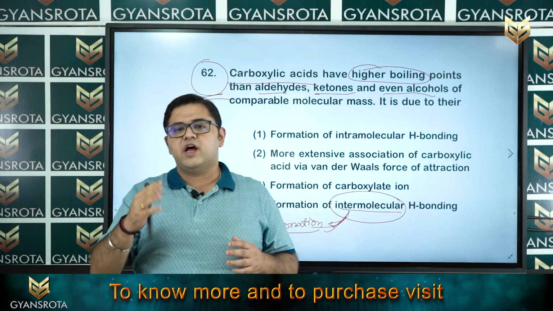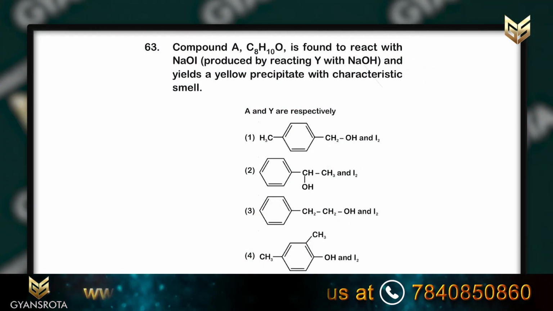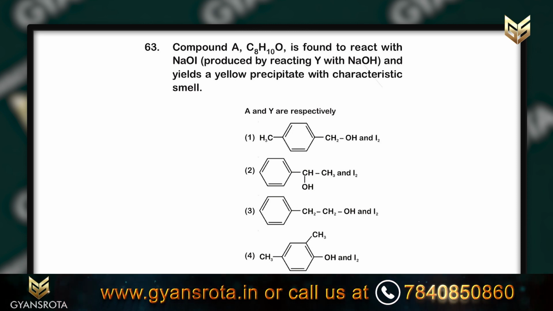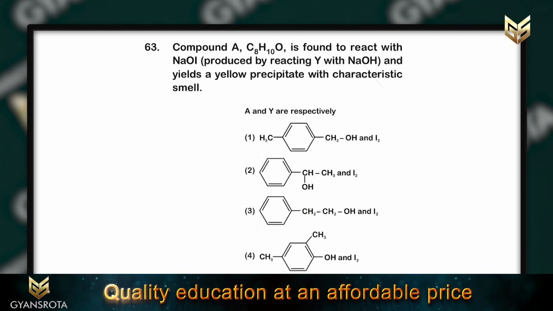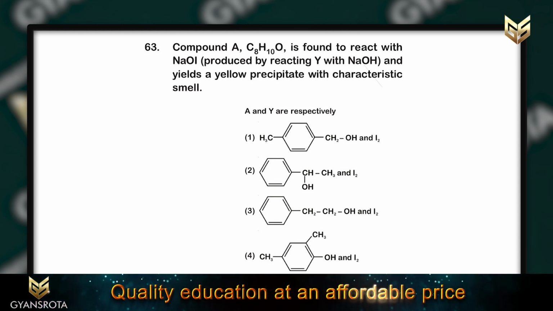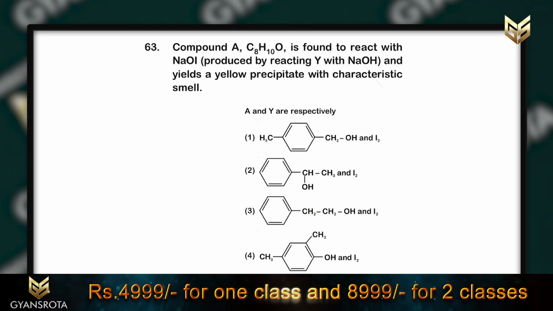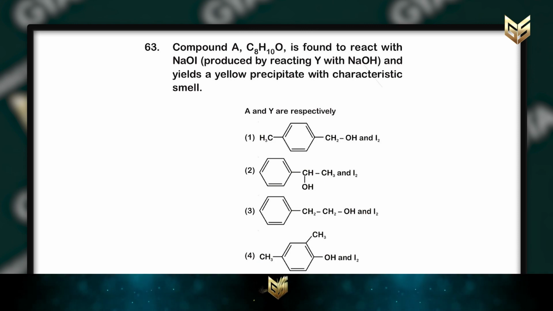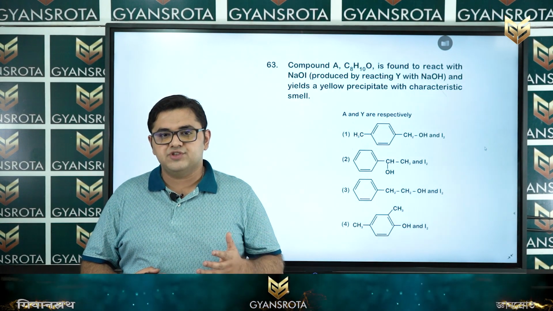Next, we are moving to another question, that is question number 63. Question number 63 is on the screen. Compound A, C8H10O, is found to react with NaOI produced by reacting Y with NaOH and yields a yellow precipitate with a characteristic smell. A and Y respectively. So, now we are moving to the solution part.